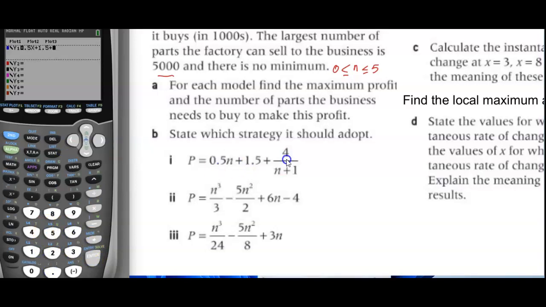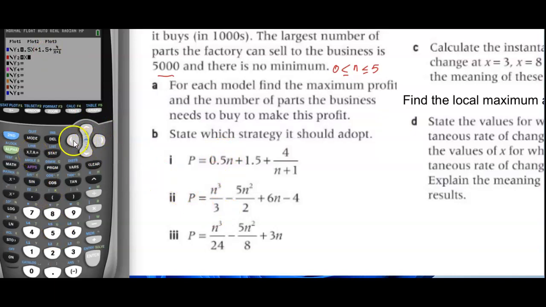For example, 4 divided by n plus 1, I could either do that with parentheses around everything, or I could use the vertical fraction. So I'm going to put 4, then I don't need to put parentheses around anything. x plus 1. Okay, that's one of the strategies. Another strategy is x cubed.